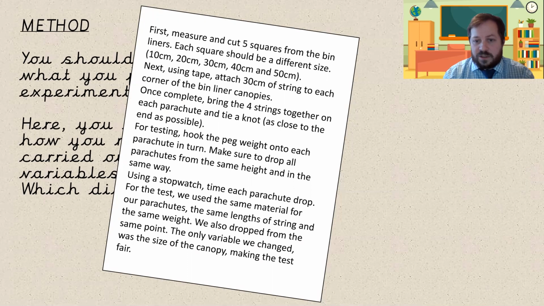For the test, we use the same material for our parachutes, the same length of string and the same weight. We also drop from the same point. The only variable we change is the size of the canopy, making the test fair. And that's your fair test wrap up.